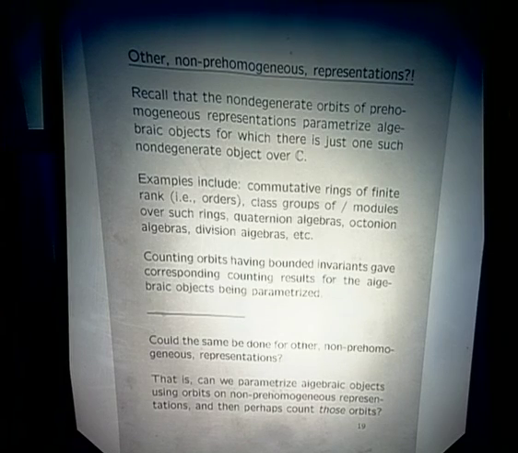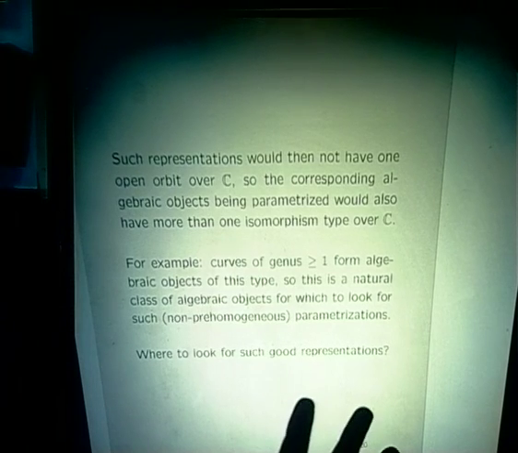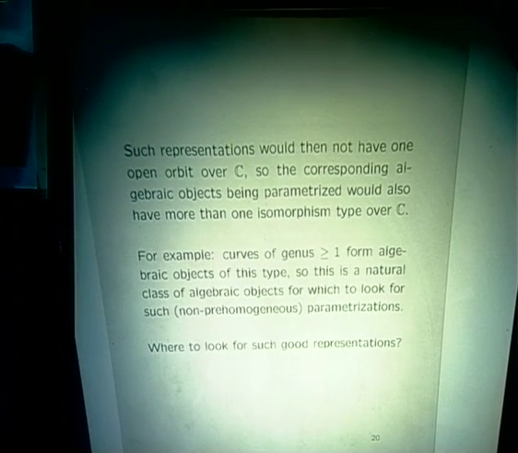Okay, so if we had non-prehomogeneous representations, then if they parameterize things, they'd parameterize things that have more than one isomorphism type over C. So, for example, algebraic curves. In particular, curves of genus 1, curves of general genus, and higher dimensional varieties, and so on. So, what is the next sort of case that's natural to look at beyond prehomogeneous?